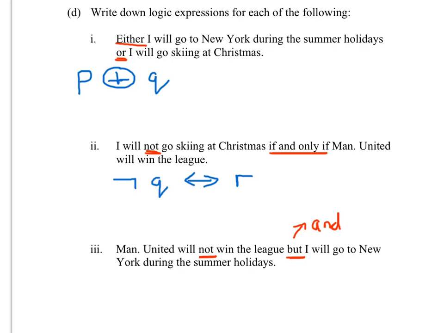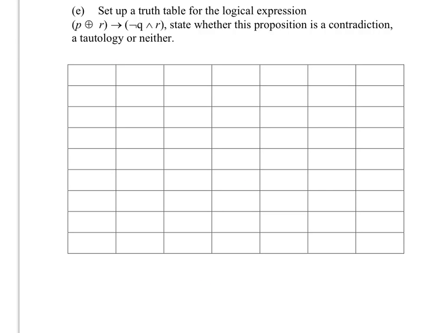So if I write these down, the not connective is this connective here. The and connective is this one here. So Man United will not win the league: Man United will win the league is proposition R, so it's not R. And I will go to New York in the summer holidays is proposition P. So it's not R and P. And that's the solution. Now let's move on and do part E of the question.